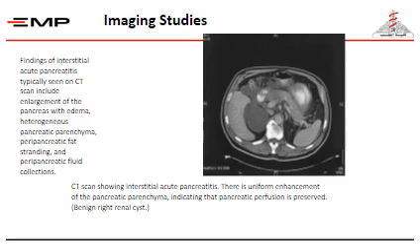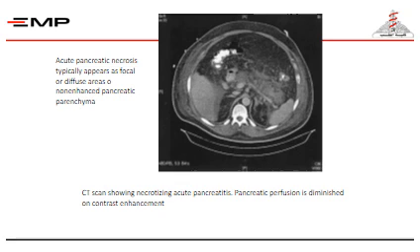This CT scan picture shows interstitial acute pancreatitis, that is, a uniform enhancement of the pancreatic parenchyma here, indicating that pancreatic perfusion is preserved. There is a benign right renal cyst here. Acute pancreatic necrosis typically appears as focal or diffuse areas of non-enhanced pancreatic parenchyma. This CT shows necrotizing acute pancreatitis, where pancreatic perfusion is diminished on contrast enhancement.